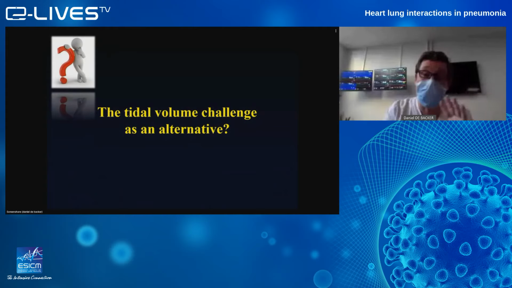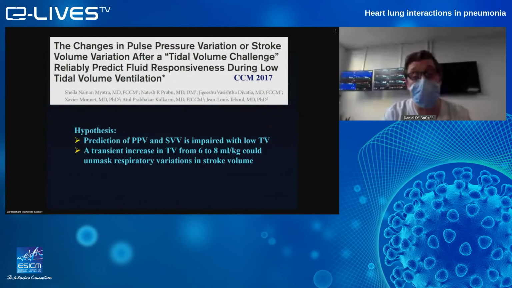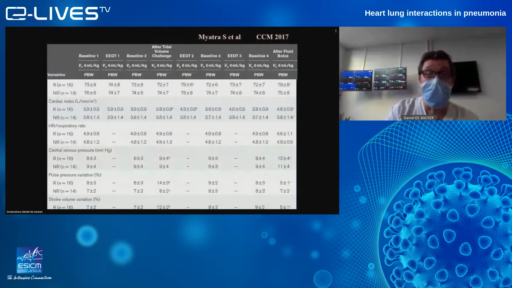So can the tidal volume challenge be used to detect fluid responsiveness in patients ventilated with protective ventilation? Well, this was a hypothesis generated by Sheila Mehatra in Mumbai, together with Jean-Luc Teboul and Xavier Monet. What they tested is a transient increase in tidal volume from 6 to 8 to unmask respiratory variations in stroke volume. It's a complicated slide, but the most important aspect here is that when we looked at the pulse pressure variations, you can see that when the tidal volume was increased, the pulse pressure variation was increased in responders, but not in non-responders.